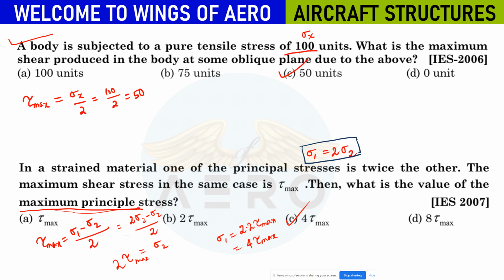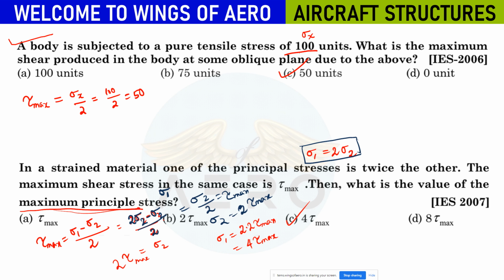What they asked is to find the value of maximum principal stress. That means how the principal stress will be related with the tau max. That is, sigma 1 I need to find. I have considered sigma 1 equals 2 sigma 2. Substituting in place of sigma 1: (2 sigma 2 minus sigma 2) by 2. What I will get? Sigma 2 by 2 equals tau max. So sigma 2 becomes twice of tau max.